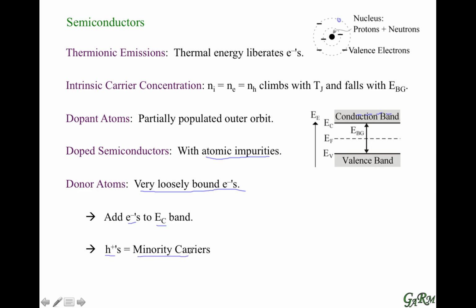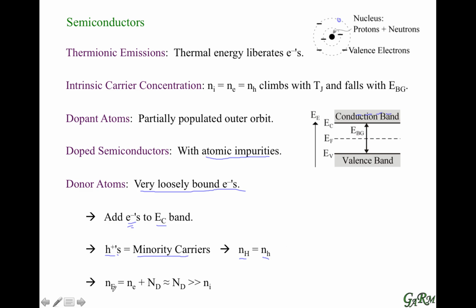Since we're adding electrons to the conduction band, the holes become minority carriers. And let me say this, when we add these dopant atoms, we add a lot of them. So we have a lot more electrons now than we have holes, so holes become minority carriers. The carrier concentration of holes therefore reduces to the thermionic concentration of holes, or the concentration of holes that thermionic emissions allow.